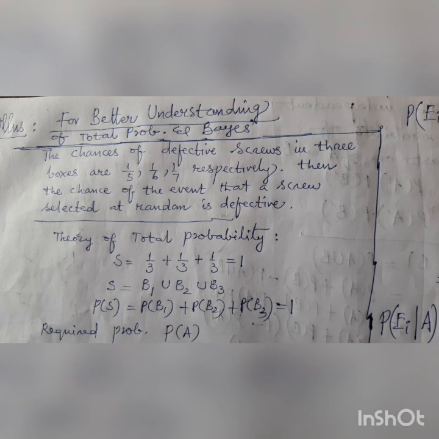3 boxes. Selection of 3 boxes. First box, 1 by 3 ways we can select. Second box, 1 by 3 ways we can select. Third box, 1 by 3 ways we can select. So 1 by 3 plus 1 by 3 plus 1 by 3 is 1. It is the totality theory. That is, sample space S equals box 1 union box 2 union B3. P of S equals P of B1 plus P of B2 plus P of B3 equals 1.